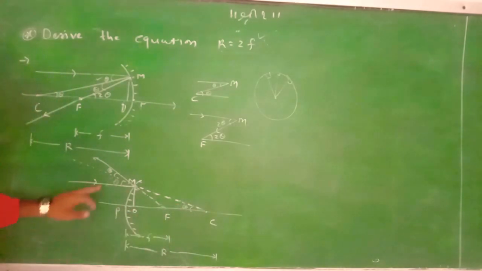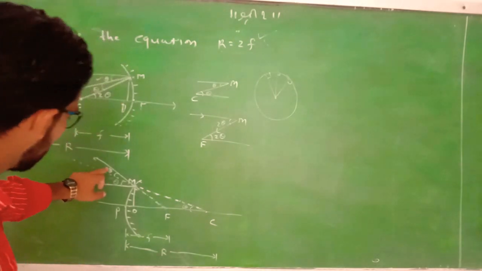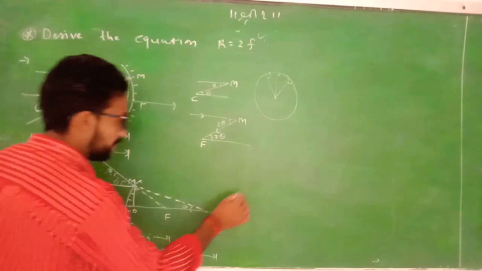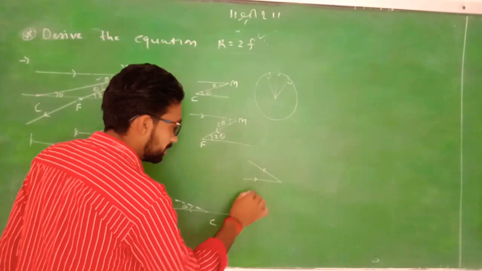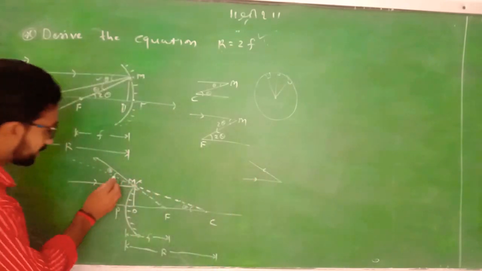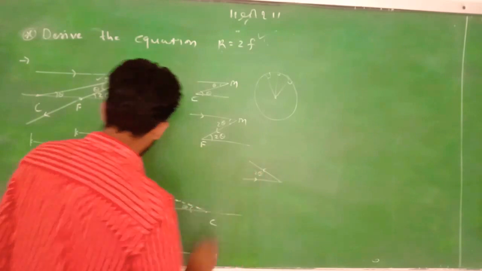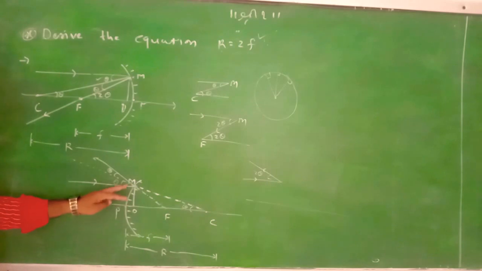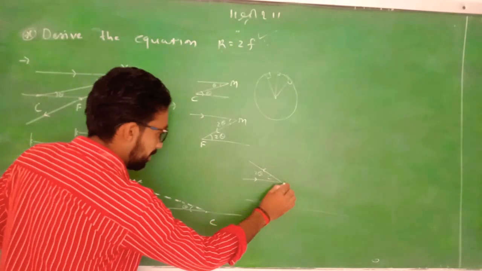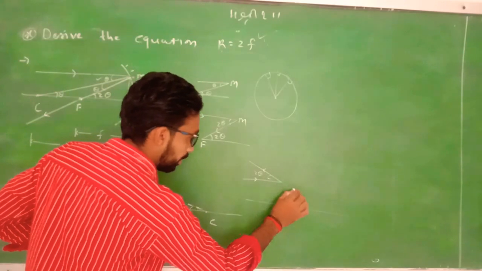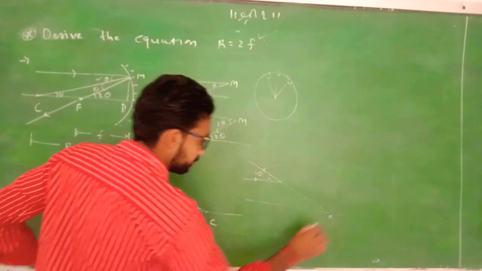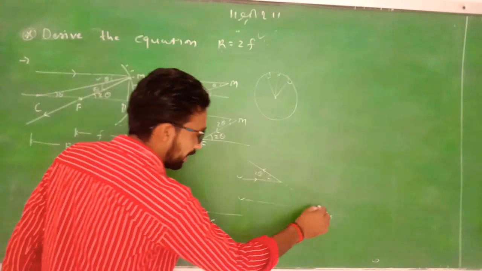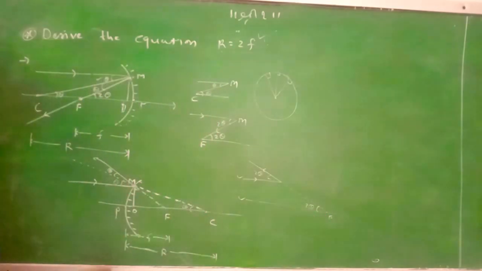Similarly, you can see this is the reflected ray. The angle between the reflected ray and incident ray is theta plus theta, 2 theta. Now this is the principal axis, and this one can be extended in the backward side. So this is F. Now this and this are parallel to each other, and this is a single line. So this is 2 theta, so this angle is also 2 theta.